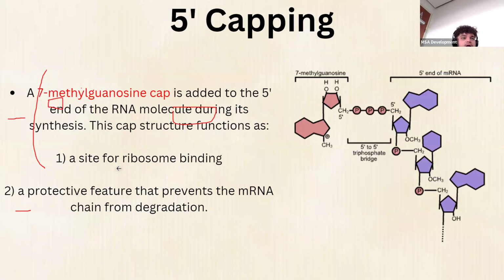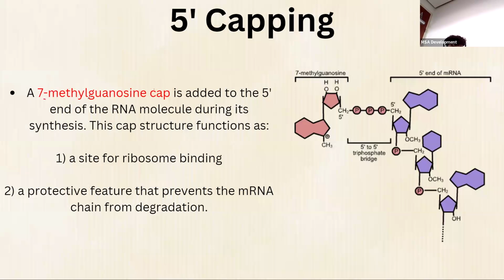For 5' capping, we have a 7-methylguanosine cap. Remember the name, okay? The 7-methylguanosine cap is added to the 5' end of the RNA molecule during its synthesis. So at the 5' end, I have a cap. What is it called? 7-methylguanosine cap.